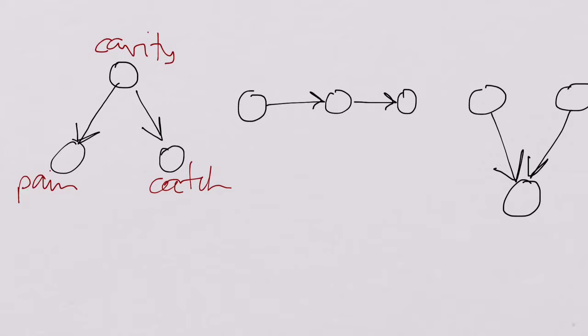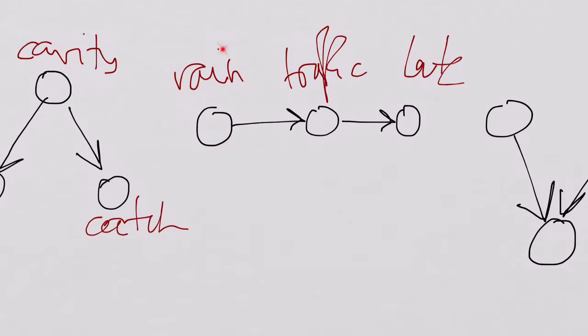Similarly, we have the situation of a chain, or a single-step Markov chain, and here the example could be that there's rain, and rain causes traffic, and traffic causes me to be late. So in this case, if we know that there's rain, that increases the probability of traffic, and if there's traffic, it increases the probability of me being late. And then it's basically the same situation.